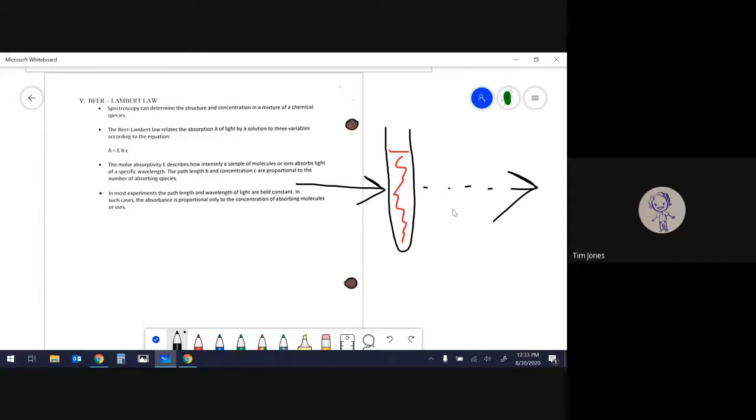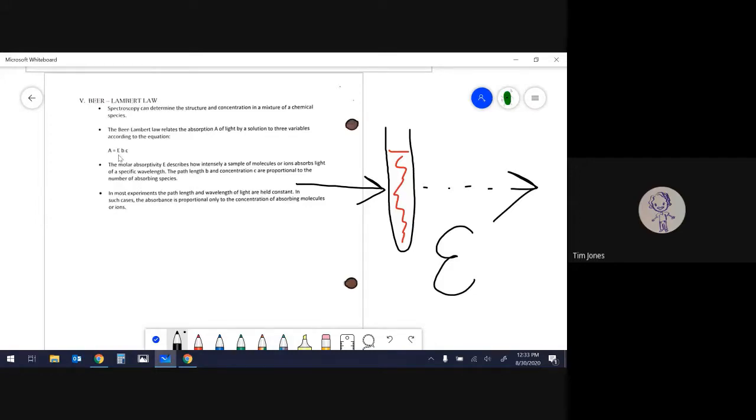A couple other small things. This equation, A equals EBC. I want to go through the variables. A is the absorbance. That's how much light gets absorbed. So it's how much light did not pass through. Think of it as being stuck in here. E is to be a capital E. It's supposed to be a Greek lowercase epsilon, which is a little bit curvier like that. So you might see it look like that.